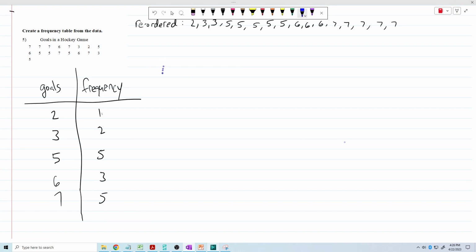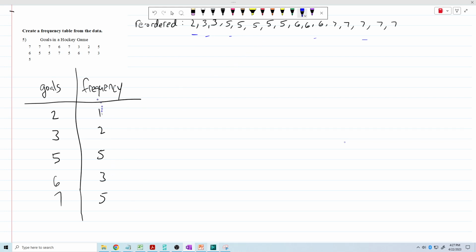It's just a frequency table, guys. You're given the list of numbers here, and for each single instance, I saw a 2 and a 3 and a 5, a 6 and a 7. So I listed them out here, and then I just counted how many there were. So there was only 1, 2, so I counted that. Threes, I got a 2, 5. There's 5 of those, and so forth.